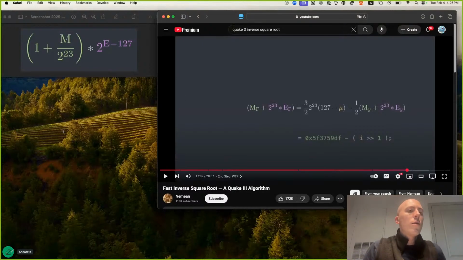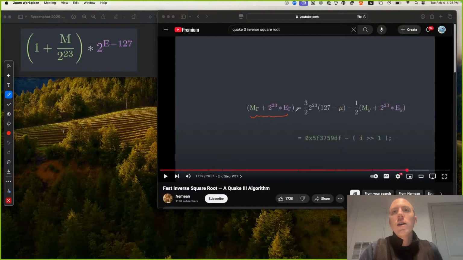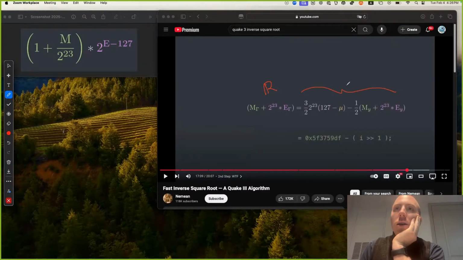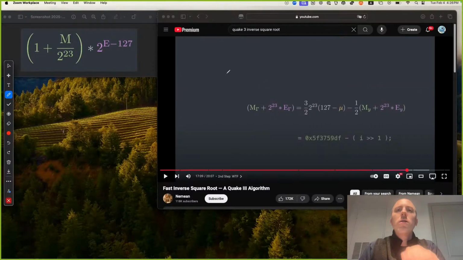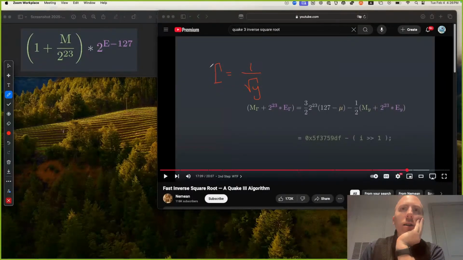So you're not explicitly solving for the bits. This is in numeric space, and this is in long space. So you say that gamma is equal to this thing, even though these are the bits of gamma. So it's almost like gamma is equal to 1 over square root of y. We take the log of both sides.